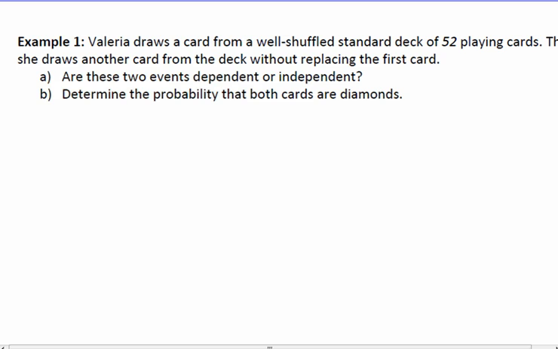Valerie draws a card from a well-shuffled standard deck of 52 cards. Then she draws another card from the deck without replacement. Without replacement. Is this dependent or independent? Do we agree? Who says dependent? You can just give me a little hidden thumbs up. Okay, so dependent. Why is it dependent? She doesn't put it back. So the second probability is different because she doesn't put that first card back.